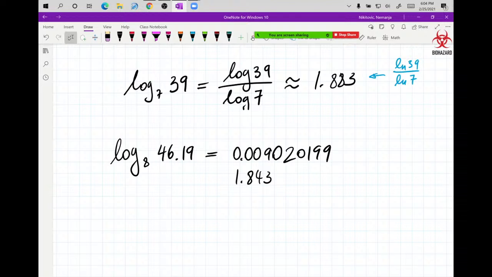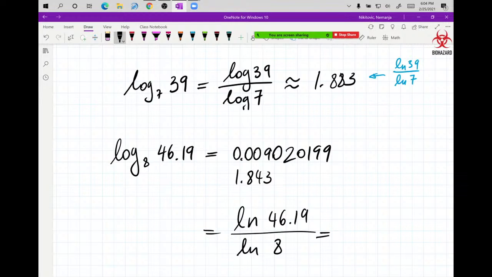All right, so let's see. This problem is going to be ln of 46.19 divided by ln of 8. So I'm going to plug in ln of 46.19, close the parenthesis, divided by ln 8, close the parenthesis. I'm getting 1.843, approximated, because there are more digits after that.